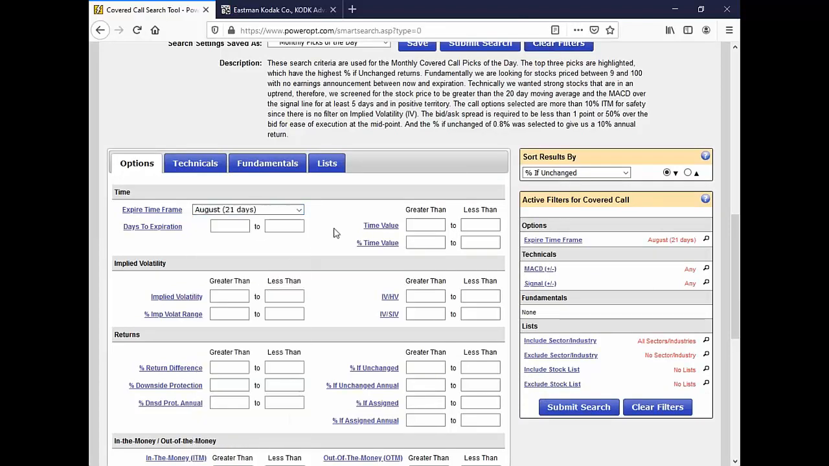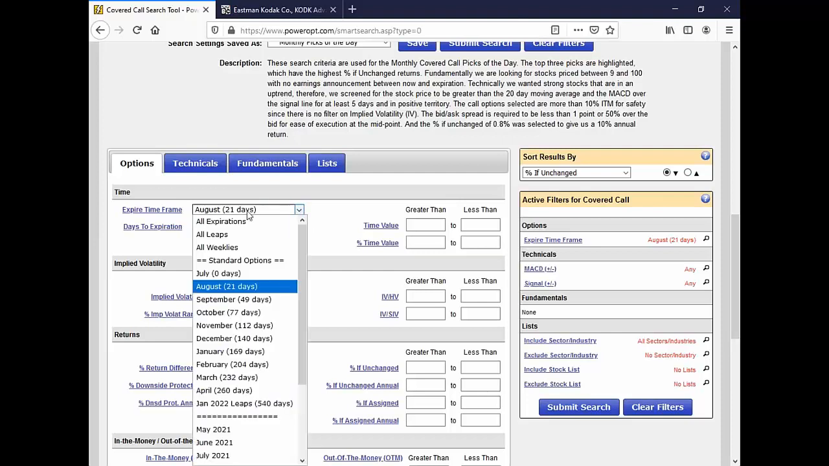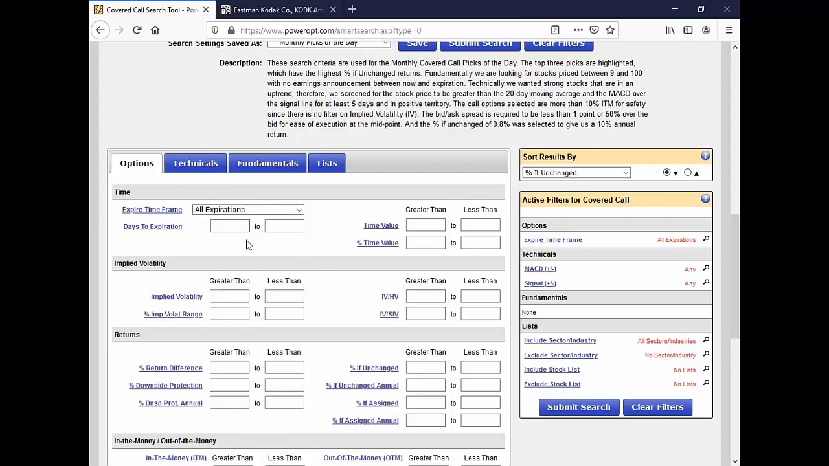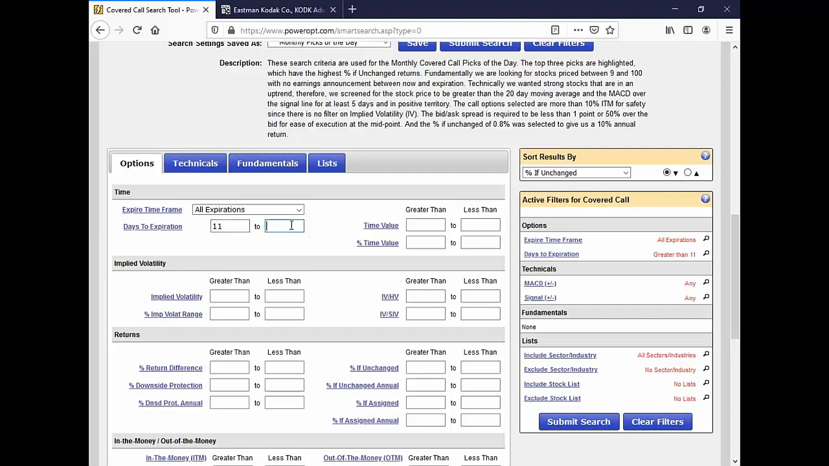This is a cheat, but it's good. I like to go out 14 to 25 days. Standard August expiration is 21 days away. I might go 14 days out too to see some weeklies. If I wanted, okay, let's just do that. I'll do all expirations and we'll go 11 to 25 days out. So I'm going to look at anything that's a weekly or standard August expiration in this case.